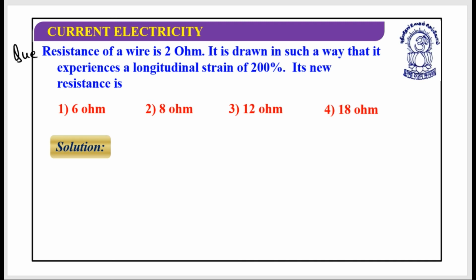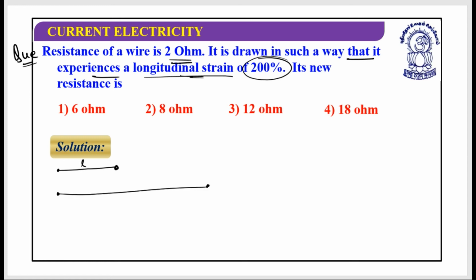The resistance of a wire is 2 ohm, and it is drawn in such a way that it experiences a longitudinal strain of 200%. Its new resistance will be... The situation is something like this. This is the resistance, and it has been stretched so that its length increases by 200%. It experiences a longitudinal strain of 200%. That means this is L, and this should be 3L.